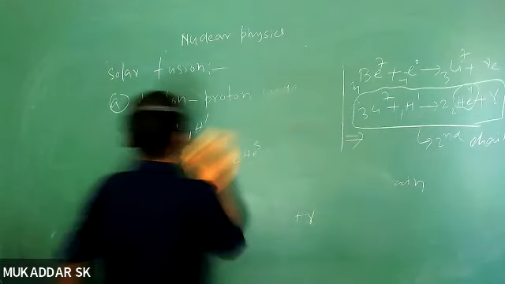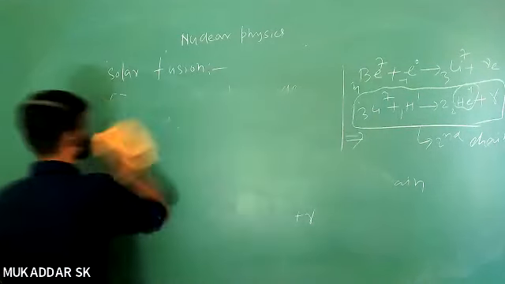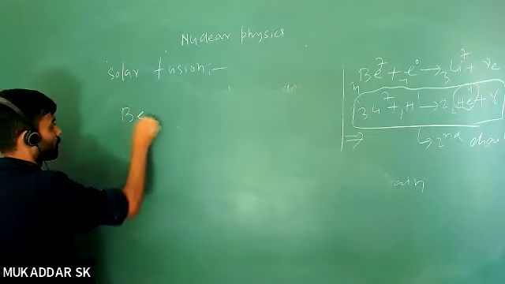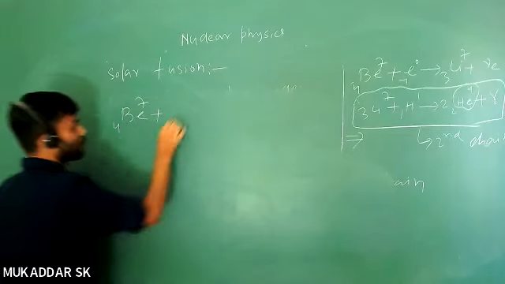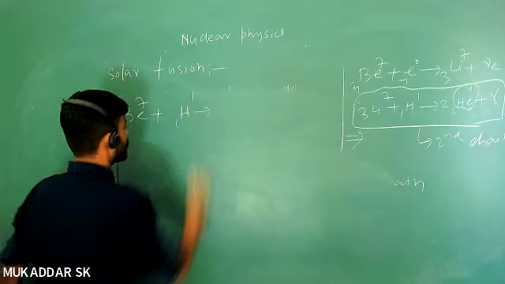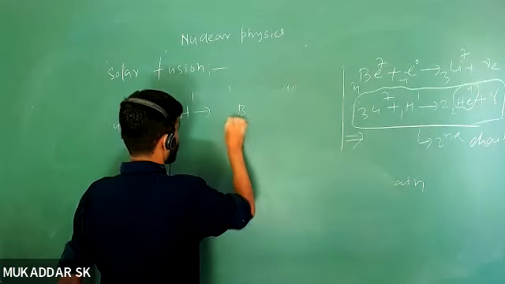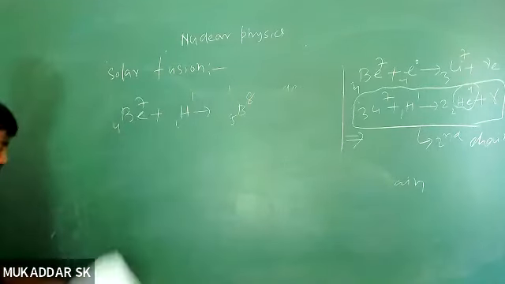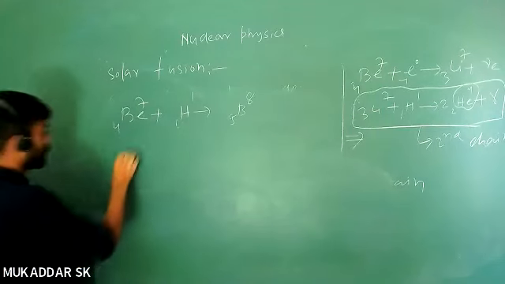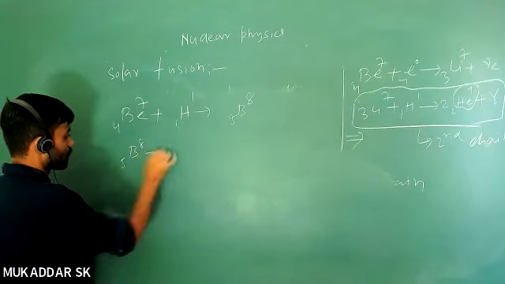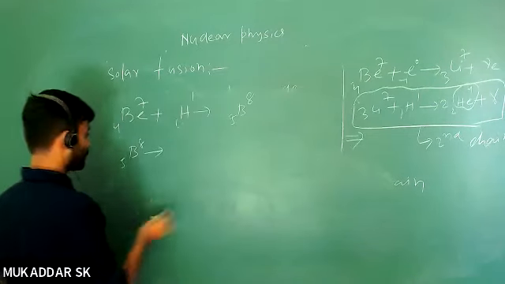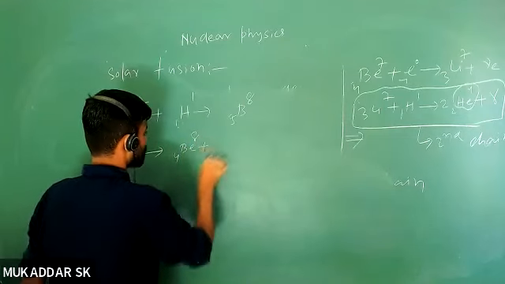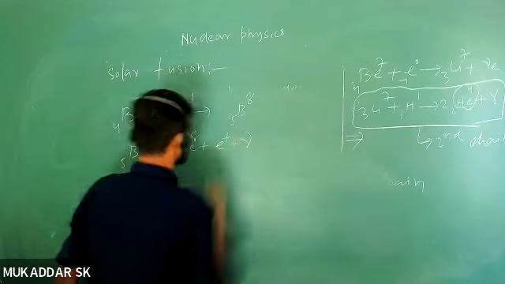Yes, sir. Last is another chain that is possible. You have boron 4, 7. It will combine with one hydrogen, and it will give what? Boron 5, 8. Then boron 5, 8 will decay to beryllium 4, 8 plus positron plus neutrino.